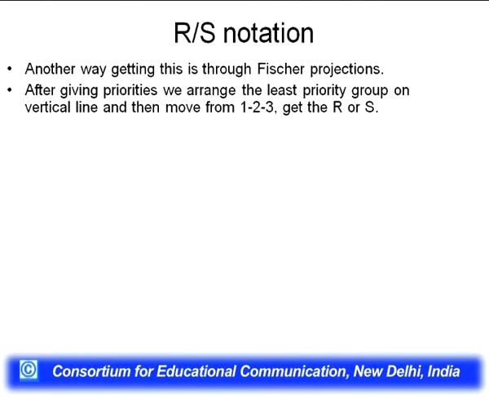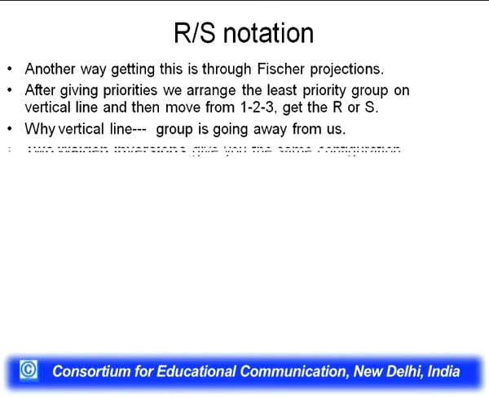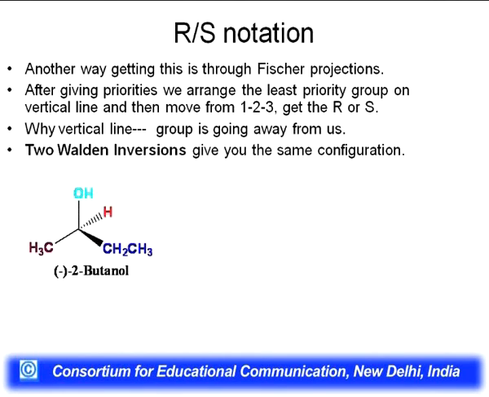Quickly, there is another way of putting RS configuration when we have decided the priority rules. The other way is drawing the Fischer projection formula, giving priorities as we have given, and getting the RS by simply putting the least priority group, in this case hydrogen, on the vertical line. Do you remember, the vertical line has the groups which are going away from us.